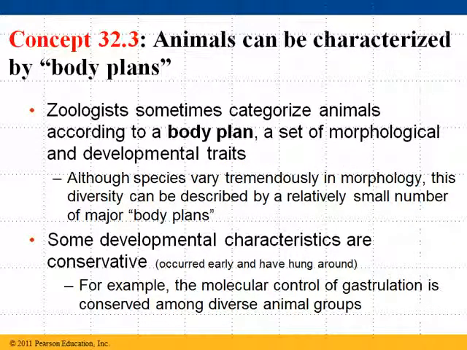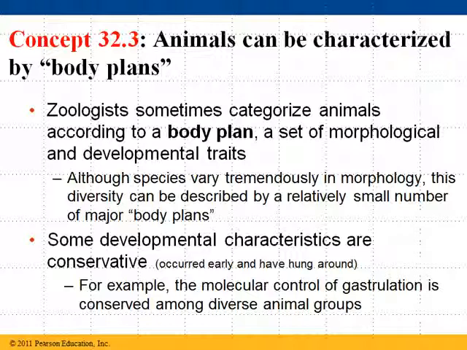We're back. Concept 32.3 says animals can be characterized by body plans. Despite the huge variety of animals, different types, body sizes and shapes, most animals can be characterized by relatively few body plans. Zoologists sometimes categorize animals according to what they call a body plan, which is a set of morphological and developmental traits that describes the creatures.